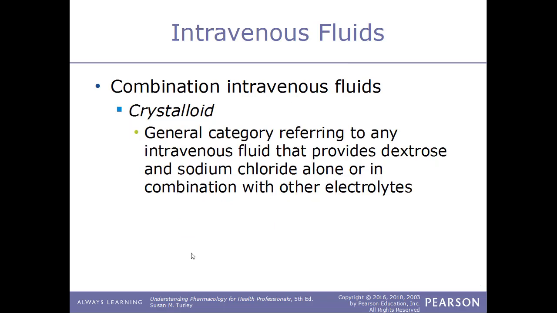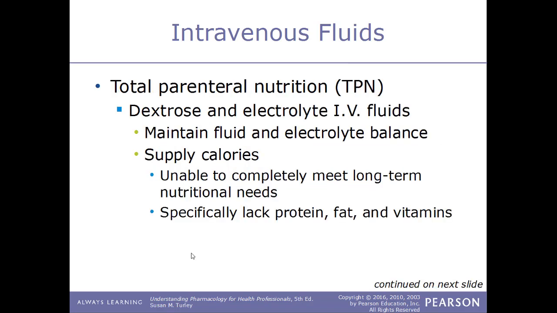See, another type of combination IV fluid is called a crystalloid. This is a general category that refers to any IV fluid that provides dextrose and sodium chloride alone or in combination with other electrolytes. Another type of IV fluid you may find are TPNs, total parenteral nutrition. This is a combination of dextrose and electrolyte IV fluids. And these are given to maintain fluid and electrolyte balance within the patient.